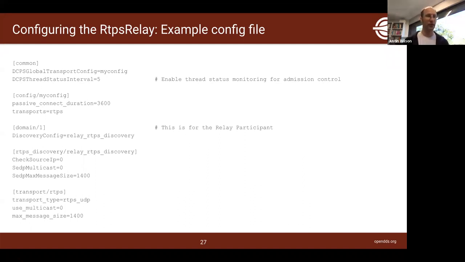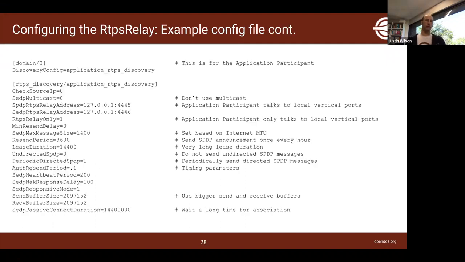So we have set up various discovery options that work. Some of the discovery options here, such as check source IP, are necessary for cloud. If you want to deploy it in the cloud, similarly, multicast doesn't work, so you need to disable that. And also you need to typically set a max message size because the cloud may not support large frames. And similarly, the transport config is essentially saying very similar things.